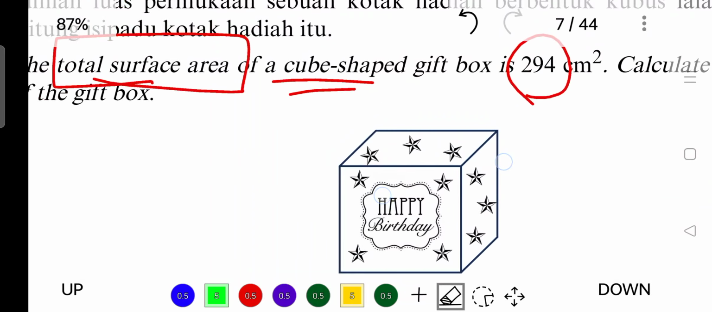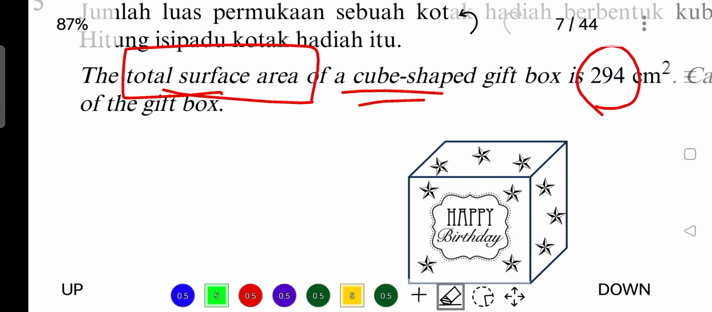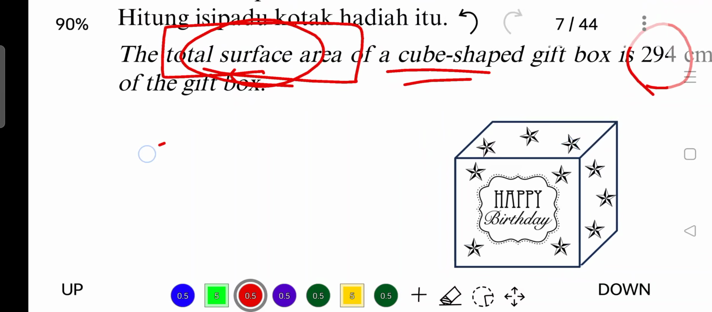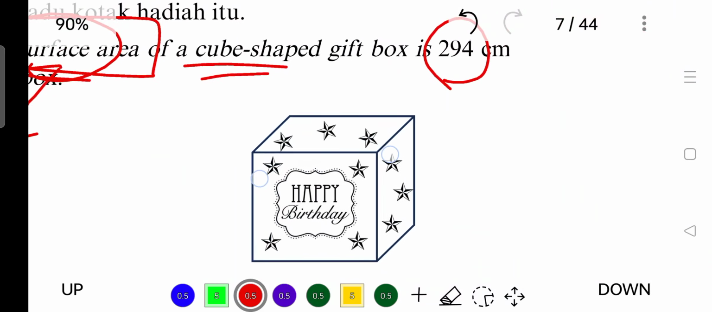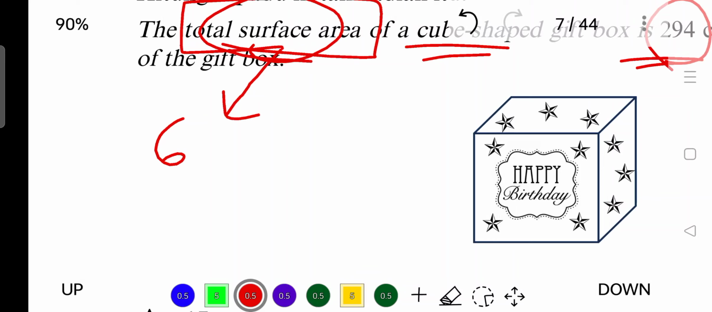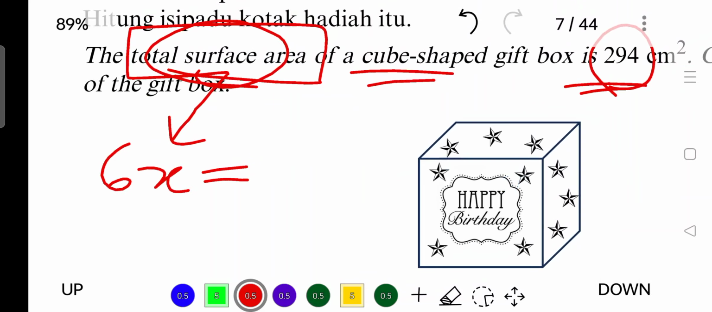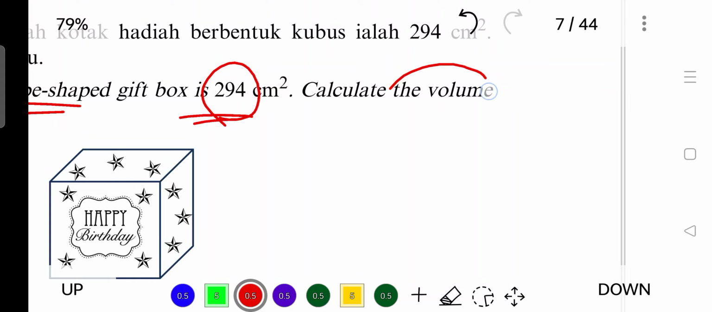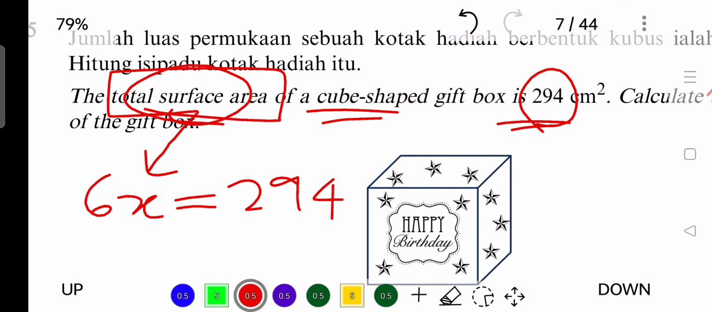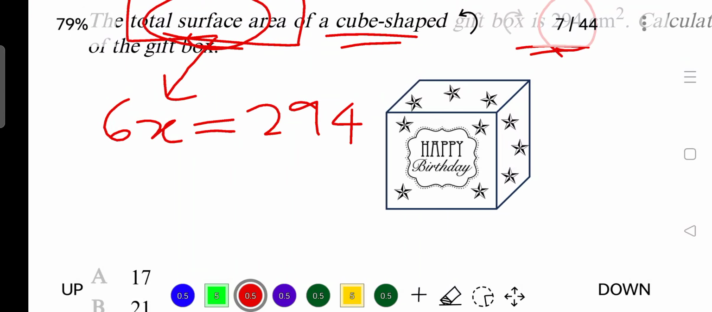But here they are talking about only one. No, they're talking about the total surface area, which are 6, right? Answer is 294. Don't know how much is one surface area, so I'm just putting one surface area as x. 6, so 6x will become 294. What are they asking? Calculate the volume of the gift box. Okay, let us find what is x first, so that we'll be able to find the length, right?